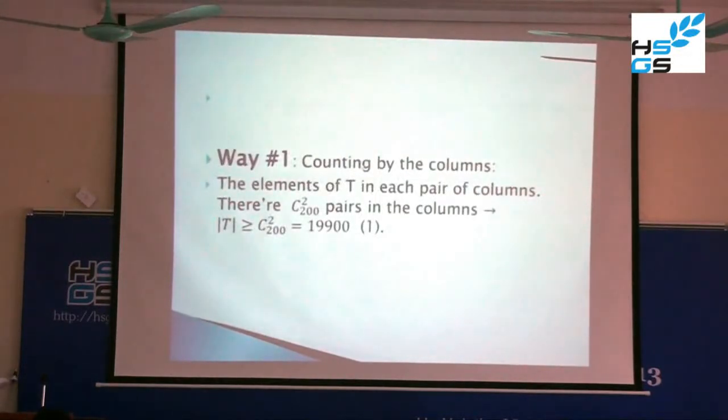We have way number 1, which is counting by the columns. The elements of T in each pair of columns, they are 200C2 pairs in the columns. So we arrive at the following inequality, with the absolute value of T being larger than or equal to 200C2.